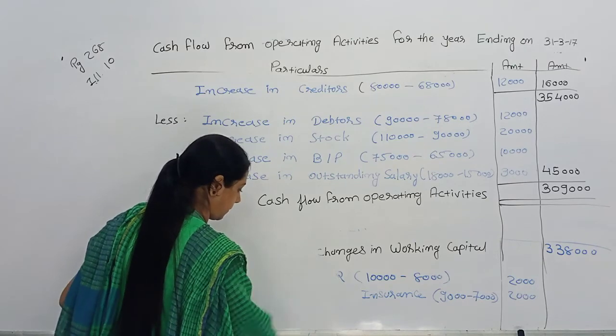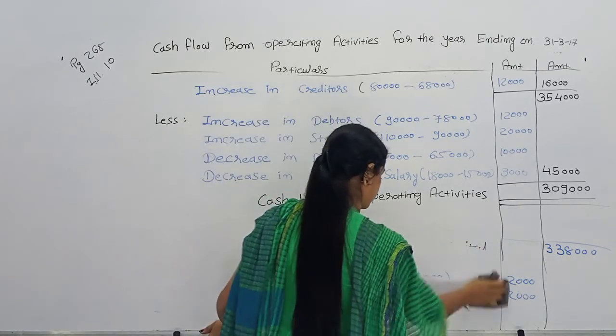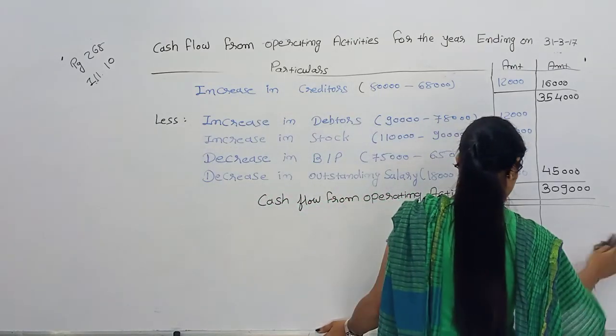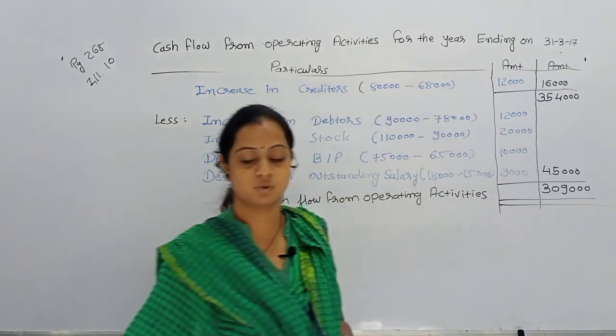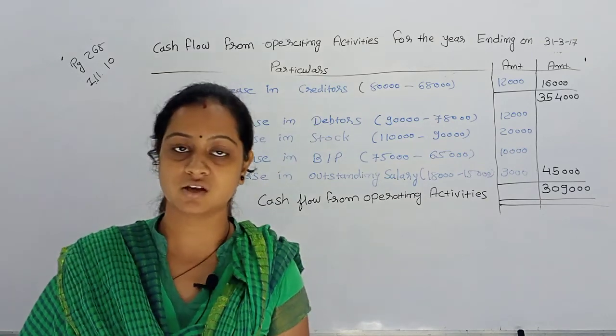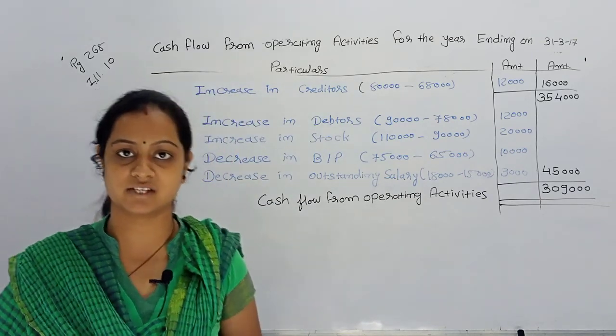Write it down. See, this was the last sum of operating activities. From the next lecture we'll start investing activities.